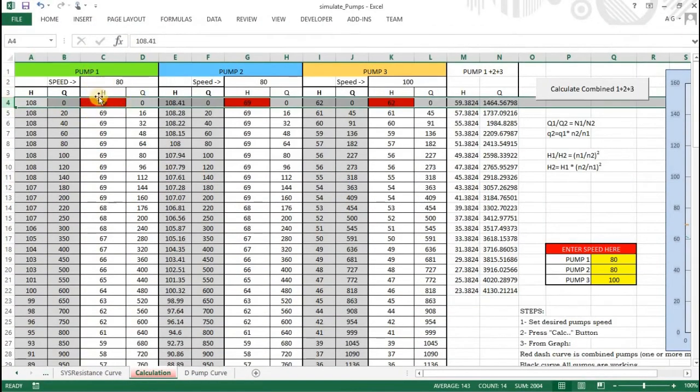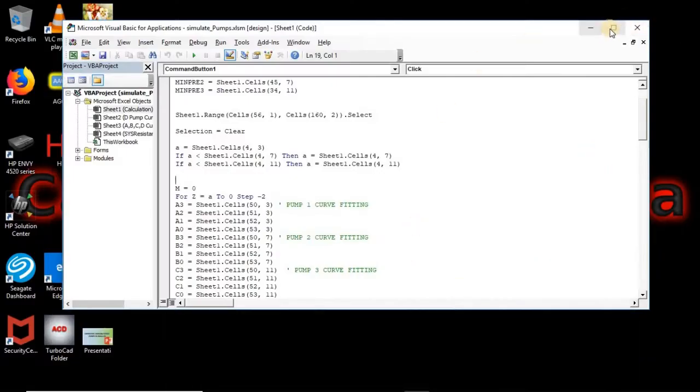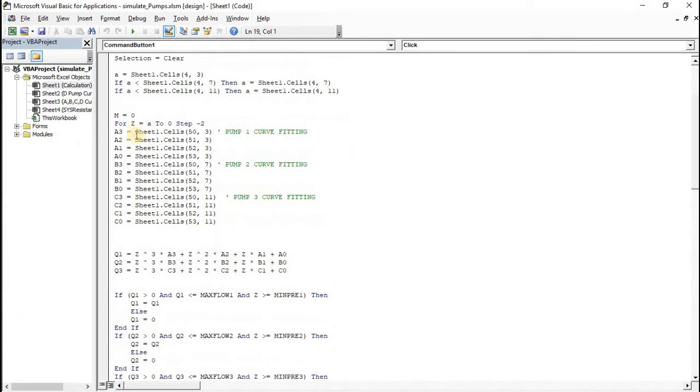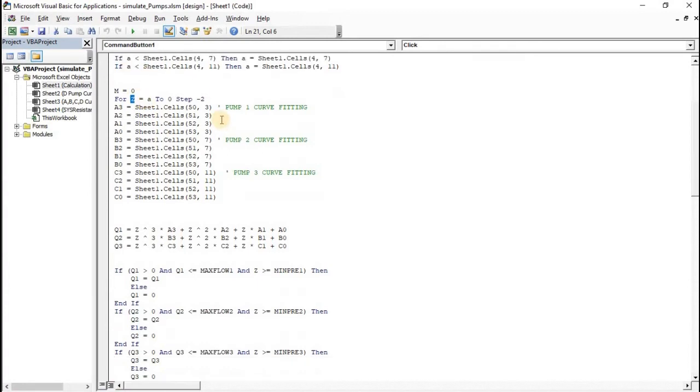Four, 3, 4, 7, 4, 11. So I'm comparing those three, taking the highest pressure. Now this is a for next loop. I'm using Z as my starting point, which is equal to the highest value of pressure down to 0. And then I'll go with only 2 meter difference.